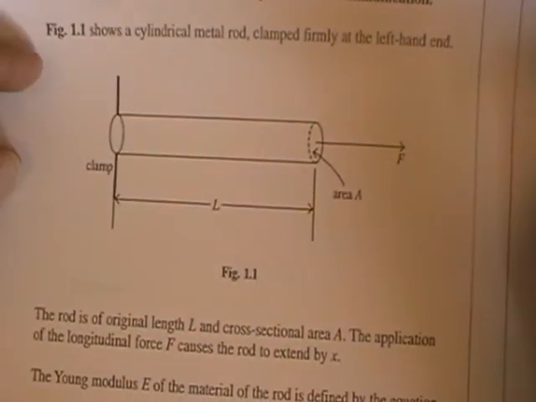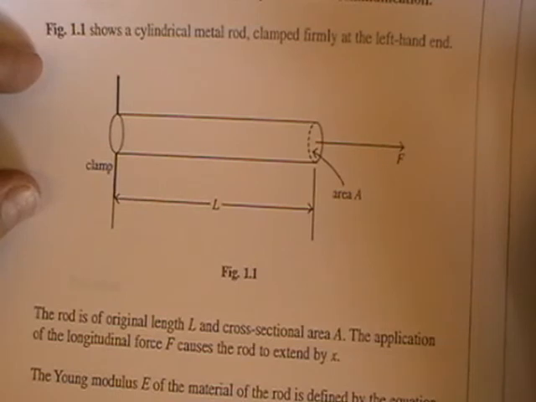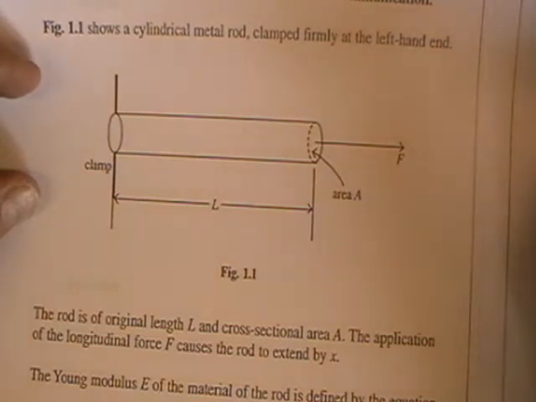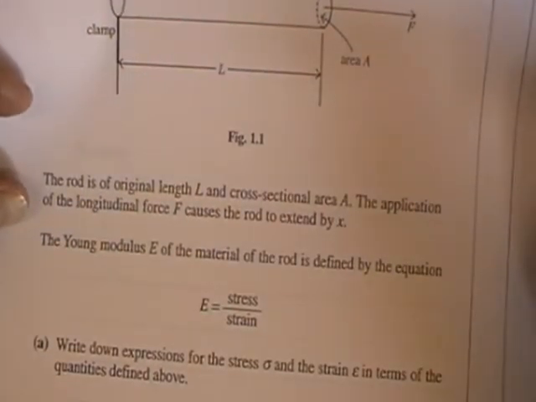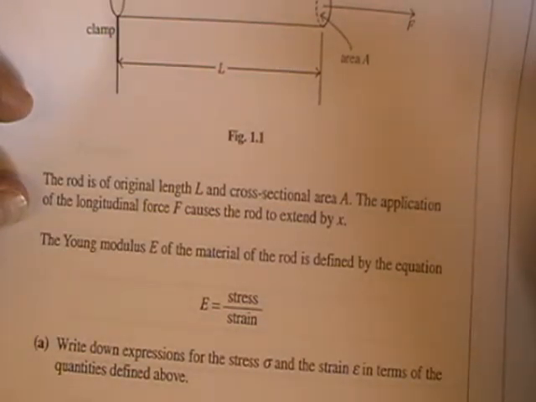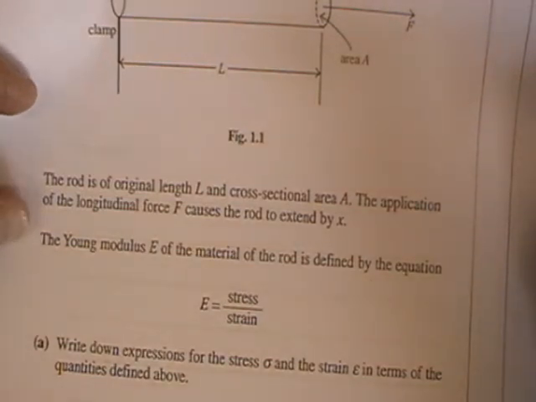Figure 1.1 shows a cylindrical metal rod clamped firmly at the left-hand end. The rod is of original length L and cross-sectional area A. The application of the longitudinal force F causes the rod to extend by a distance x, or extension x. The Young modulus of the material is defined as the equation stress over strain. Write down expressions for the stress and the strain in terms of the quantities defined above.